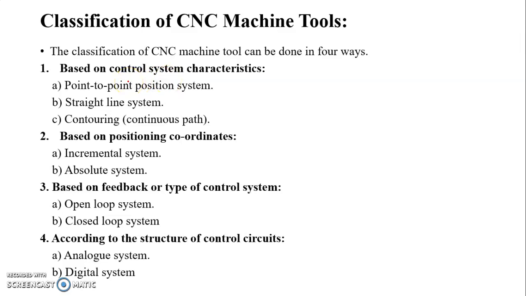Under this category, it is further divided into point-to-point position system, straight line system, and contouring, which is also called a continuous path system. The second is based on positioning coordinates: incremental system and absolute system. The third is based on feedback or type of control system: open loop system and closed loop system. The fourth is according to the structure of control circuit, that is analog system and digital system. Friends, we will see them one by one.